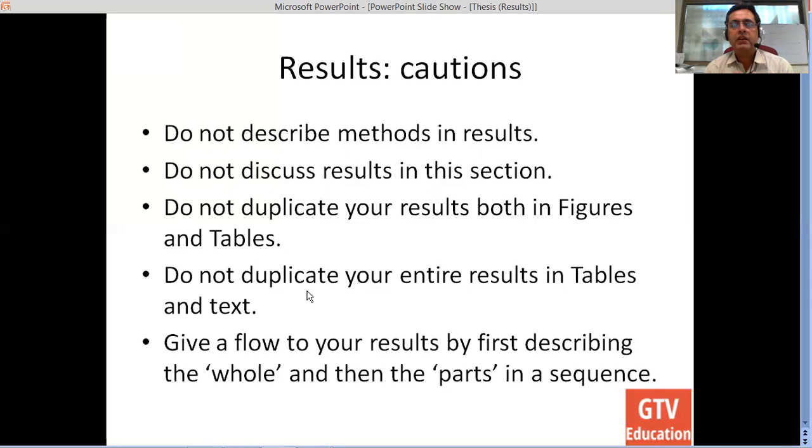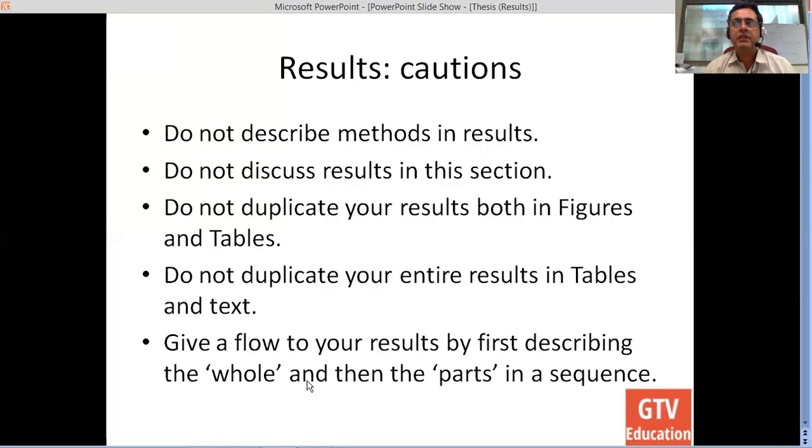You can describe only significant results in the text, if you have done some statistical analysis or something very striking in the table that implies something. That particular result can be described in the text, but not your entire table as text. Then you have to give a flow to your results by first describing the whole and then the parts in a sequence.